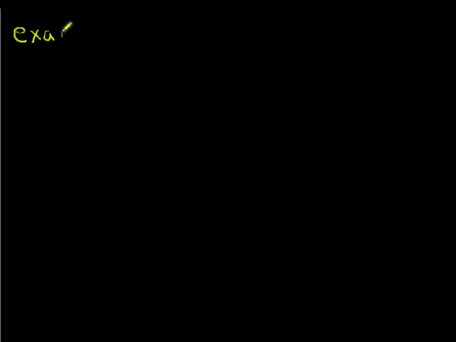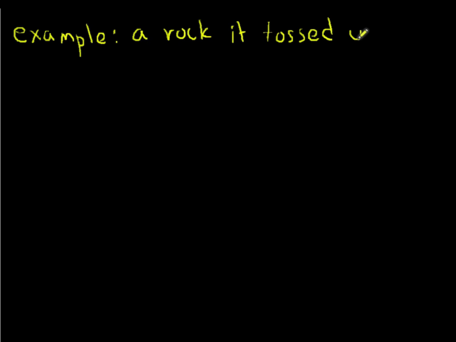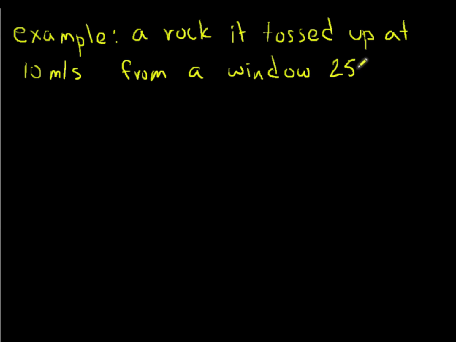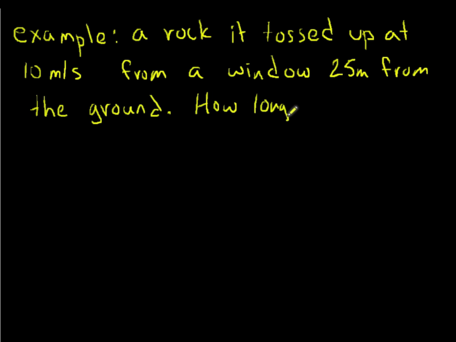Our second example is a little bit trickier because we are going to have an initial velocity, but still have to use the same formula. A rock is tossed up at 10 meters per second from a window 25 meters from the ground. How long does it take to reach the ground?